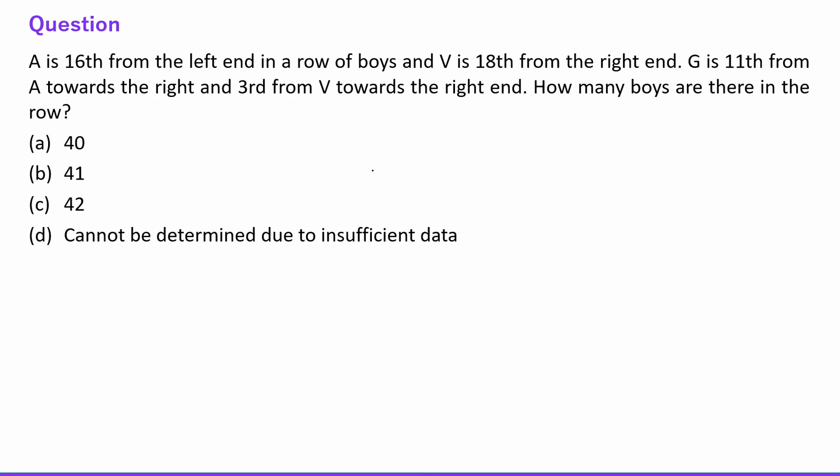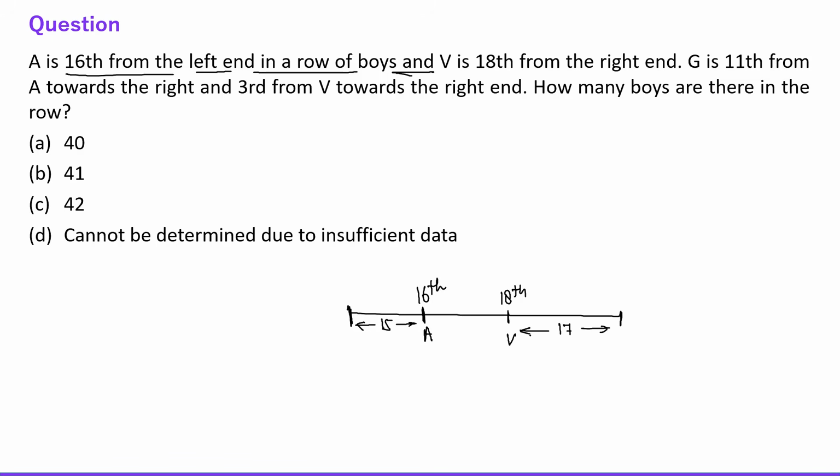Next question is, A is 16th from the left end in a row of boys. Okay, this is the row of boys. A is 16th. So before A, 15 boys are there. After that, the question is saying, and V is 18th from the right end. V is here. V is 18th from the right end, and after V, 17 boys are here.